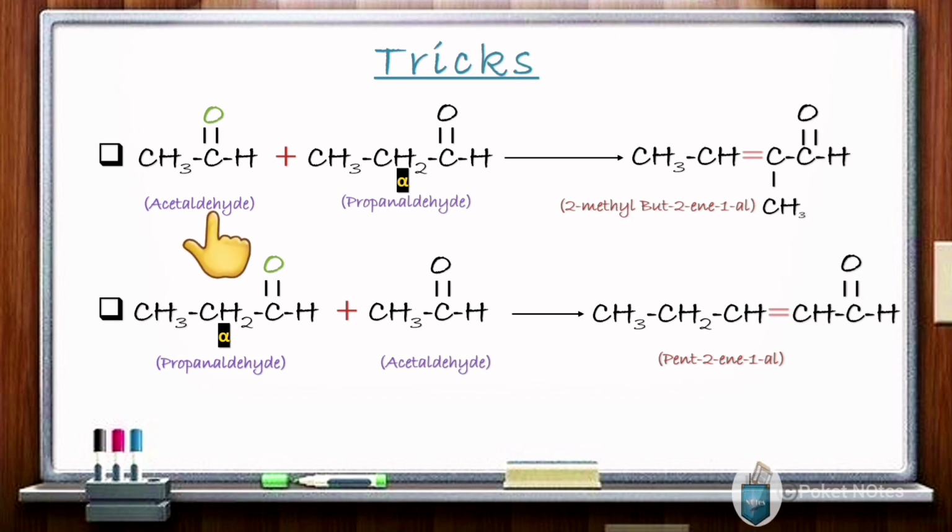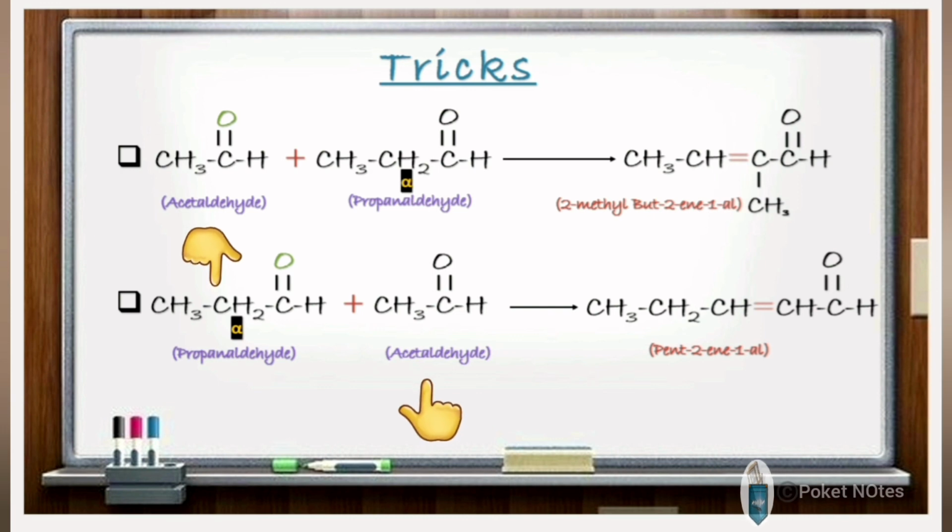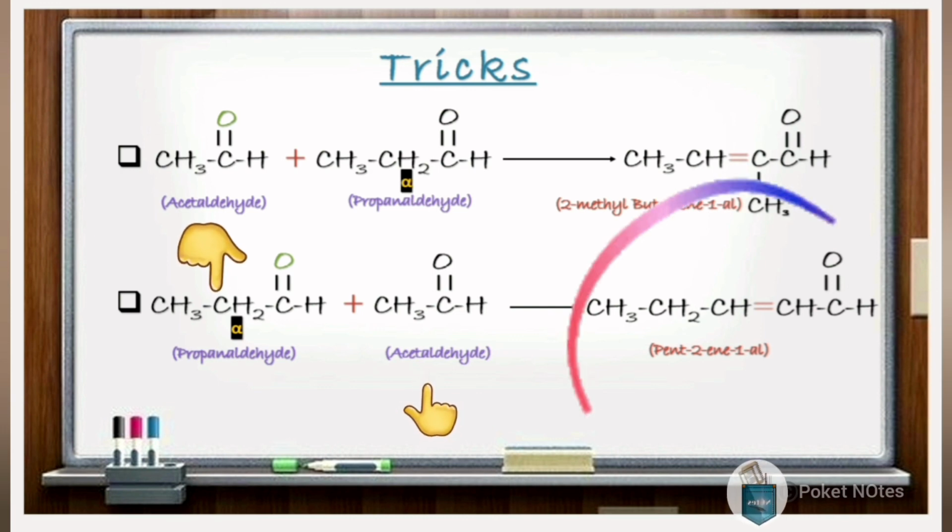When acetaldehyde reacts with propanaldehyde, we get 2-methylbut-2-en-1-al, and when propanaldehyde reacts with acetaldehyde, we get pent-2-en-1-al.